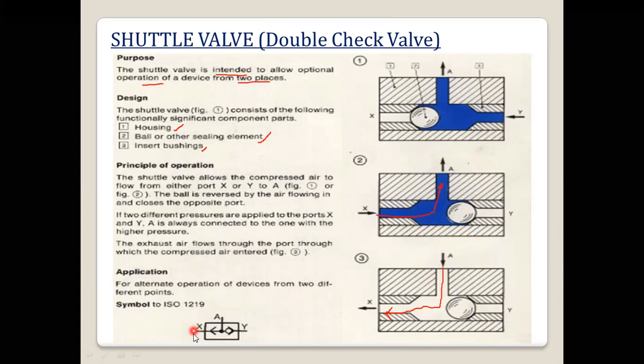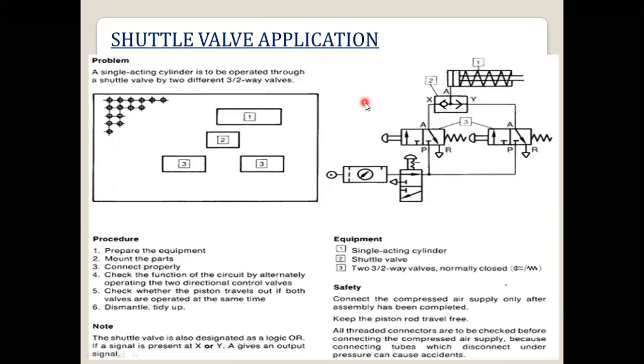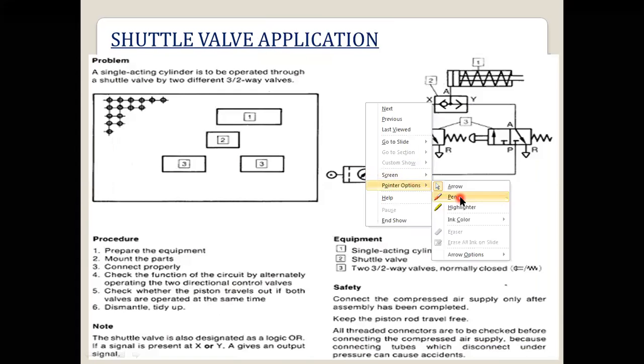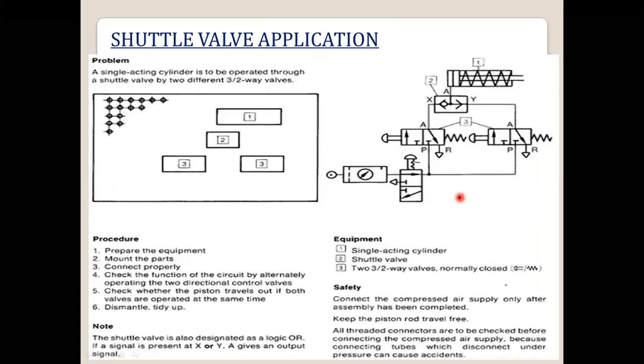That's why in the symbol you have to show the two ports X and Y. In this diagram, the flow is from X to A, because the ball is blocking the Y port. So the flow is from X to A, and the return will be from A to X. In this way, you have to draw the ISO symbol for the shuttle valve. Then its application is for the alternate flow.